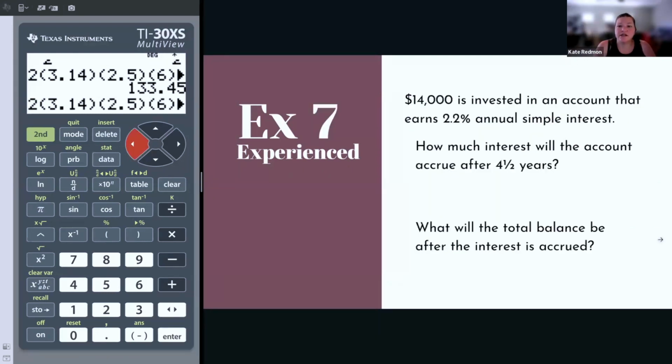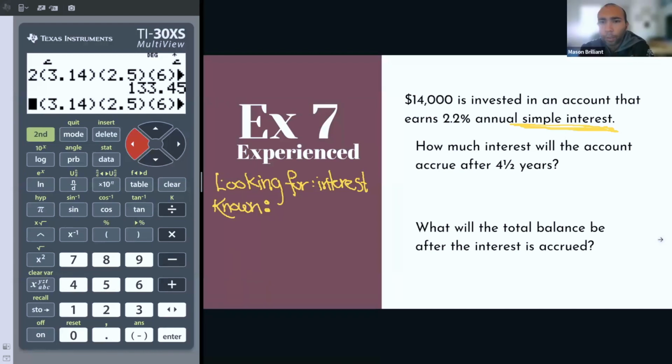Okay, $14,000 is invested in an account that earns 2.2% annual simple interest. And then we have 2 questions here. So let's just start with the first thing. How much interest will the account accrue after 4.5 years? What am I looking for? I'm looking for interest. And my problem also specifies that it's simple interest. Simple interest is the only kind of interest on the GED. But if you go on to college, you'll see that there's other types of interest.